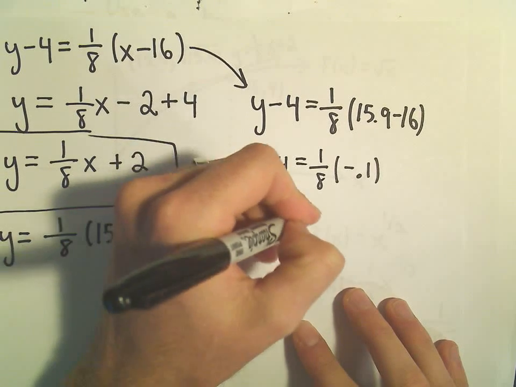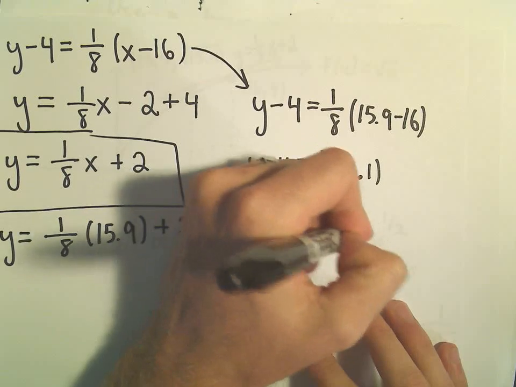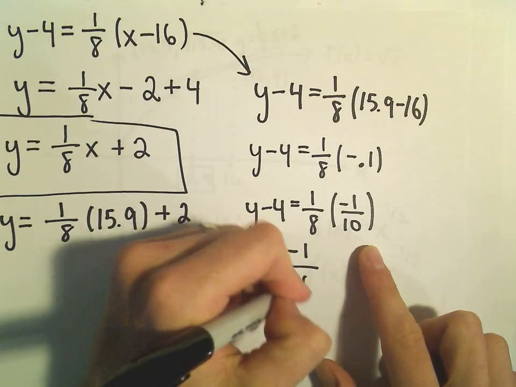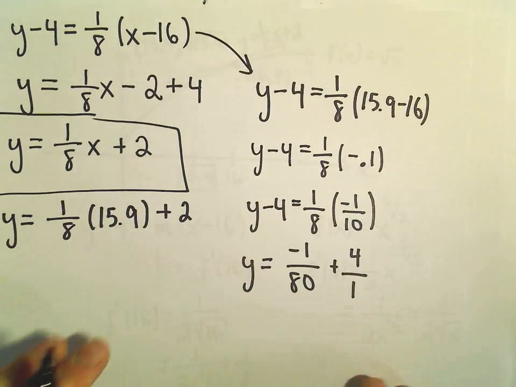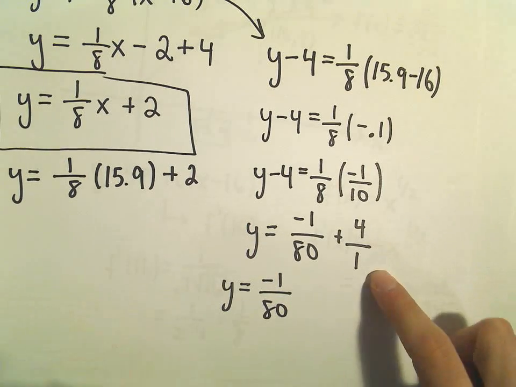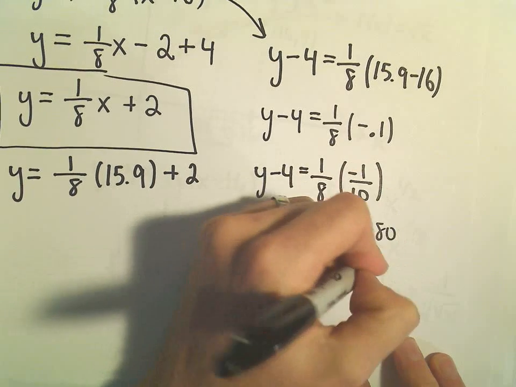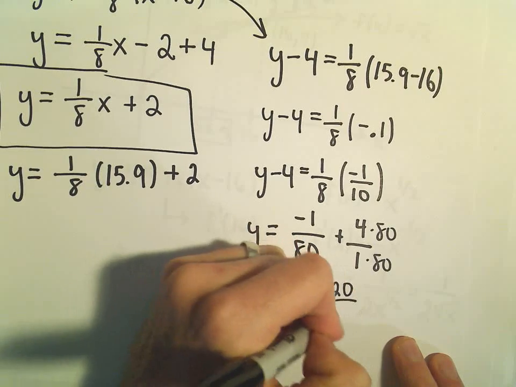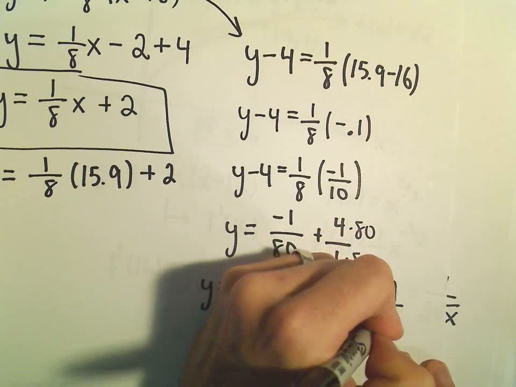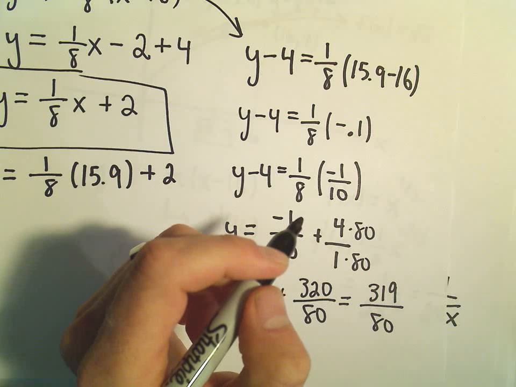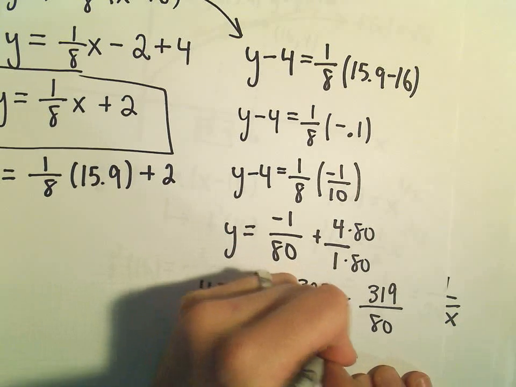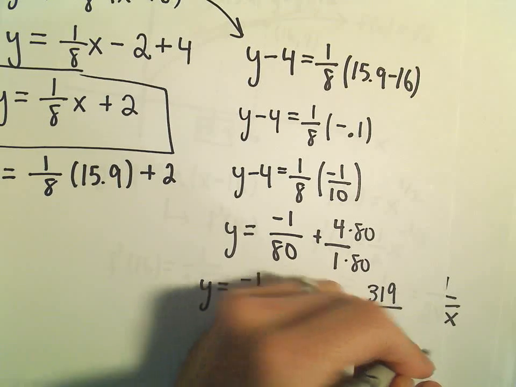Well, let's see if we can clean this up without a calculator. Negative 0.1 is just negative 1 over 10 if we rewrite it as a fraction. If we simplify on the right side, we would get negative 1 over 80. And then we can add positive 4 to that. We can keep simplifying here, so we get common denominators, multiplying top and bottom by 80. 4 times 80 gives us 320, so 320 plus a negative 1 gives us 319 over 80. And since I've got a calculator right here beside me, I'm going to turn that into a decimal. So 319 divided by 80, I'm getting 3.9875 and then a bunch of zeros.